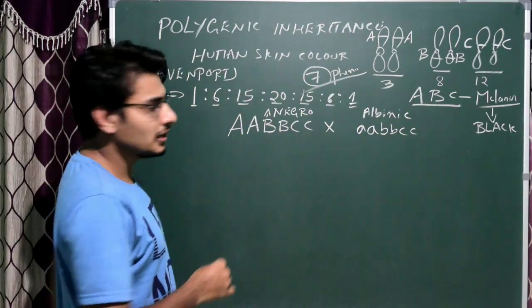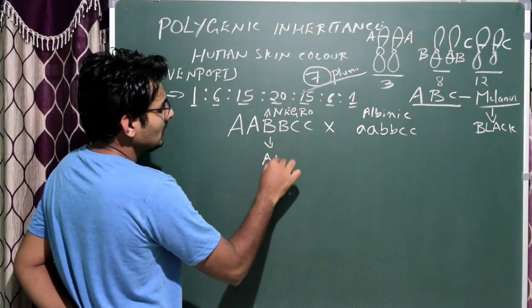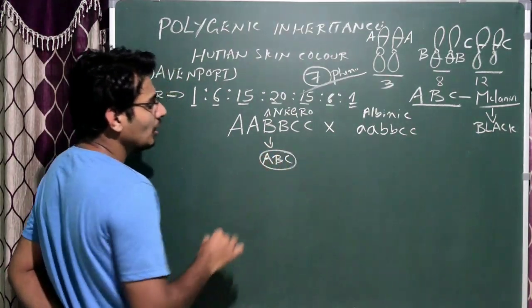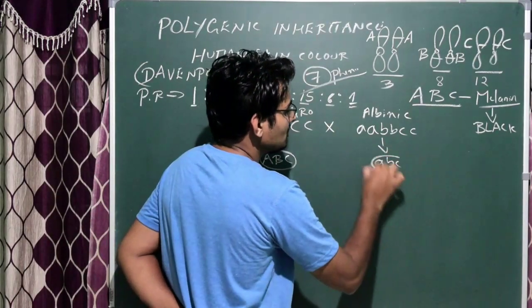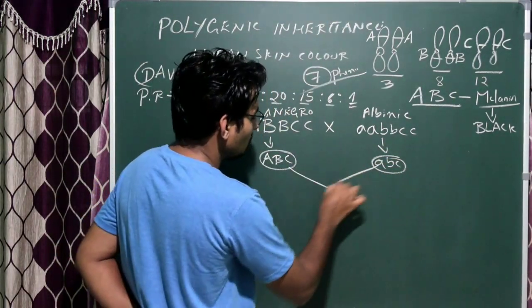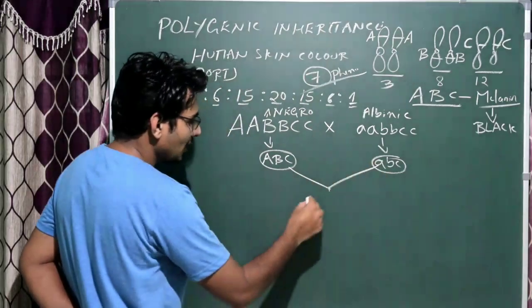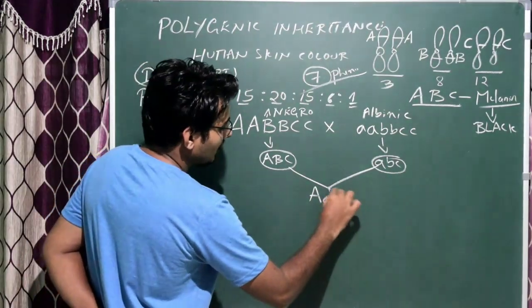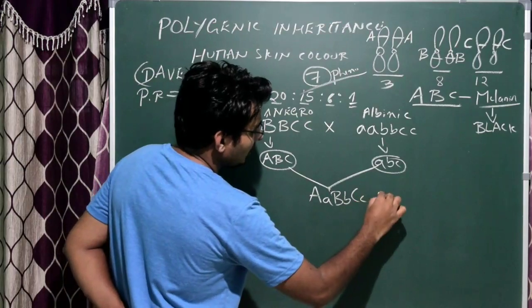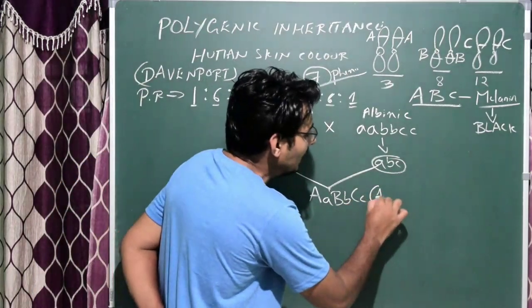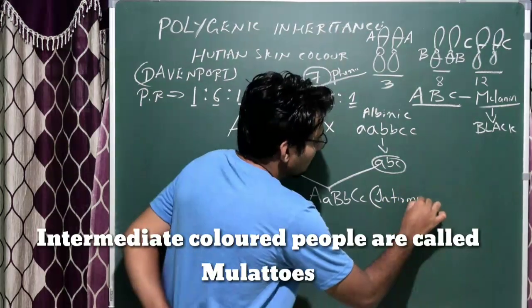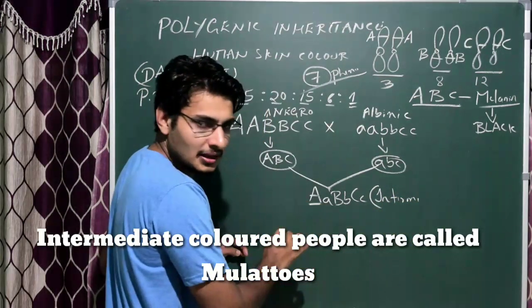You know how to take the gametes, correct? So obviously one gamete will contain all A, B, C genes, and here also small letter a, b, c genes. So if you cross them, during the fusion of these two gametes, obviously you get the heterozygous condition, correct?